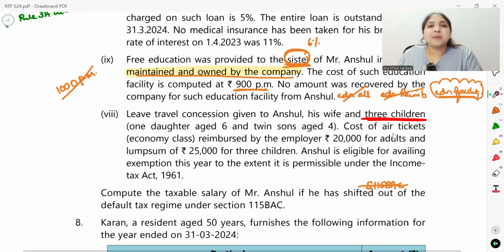All right, and finally, guys, the last adjustment, LTC adjustment, LTC given to Anshul, his wife, and three children. But maximum how many children allowed? Only two children allowed, guys. But the three children are one daughter aged 6 years and twin sons aged 4 years. So the elder child is one single child, the younger child is multiple born. So totally my assessee is having three children.